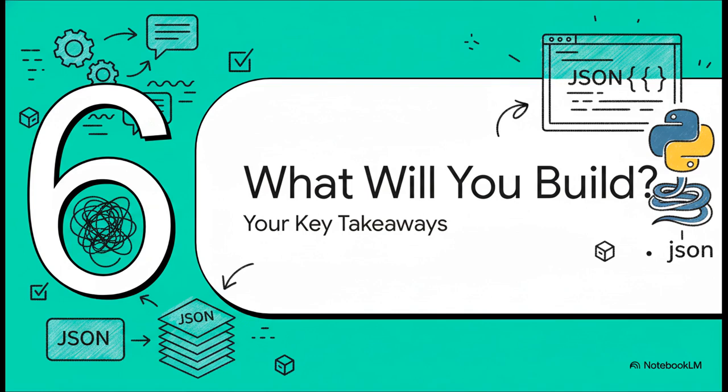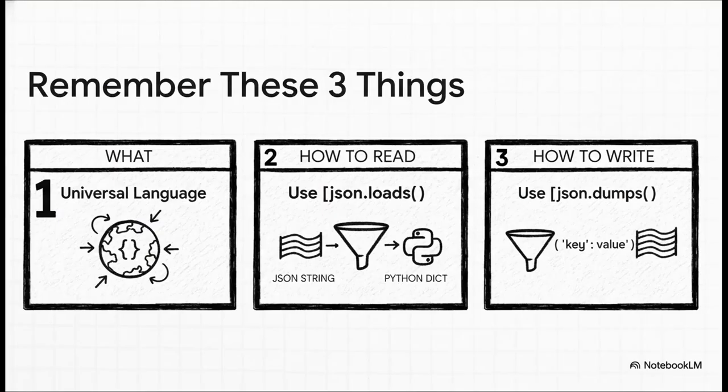So, we've covered a ton of ground, right? From the problem of how apps talk to each other to the really elegant solution that JSON provides, all with Python's awesome JSON module. Let's just quickly nail down the key takeaways. Look, if you remember nothing else from this, just remember these three things. First, what is JSON? It's the standard language for data. Second, how do you read it? You use json.loads. And third, how do you write it? You use json.dumps. That's it. That's the core of the whole thing.